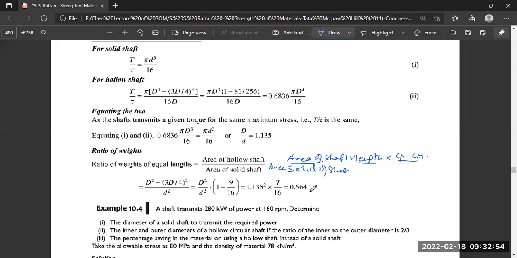So what you see is that the solid shaft is almost 1.5 times heavier than the hollow shaft. That's why, in order to save a considerable amount of material, we can use a hollow shaft in place of a solid shaft, to transmit the same power and torque, and for the same length. That's another problem.